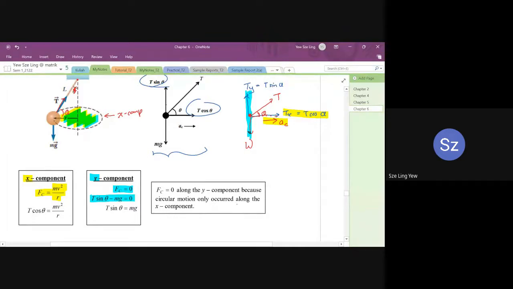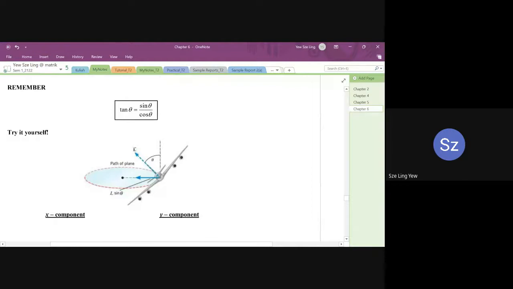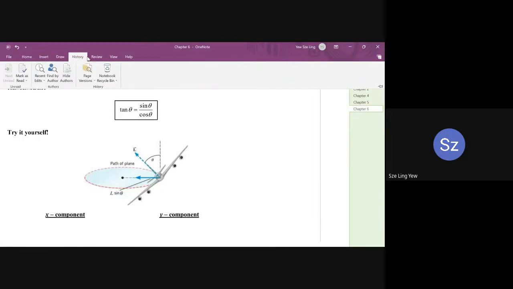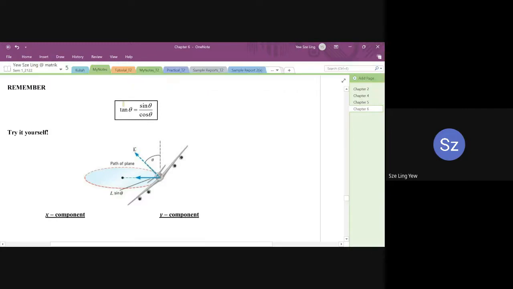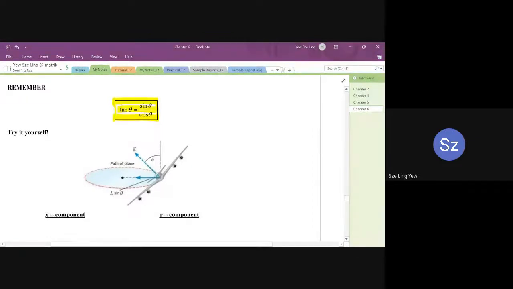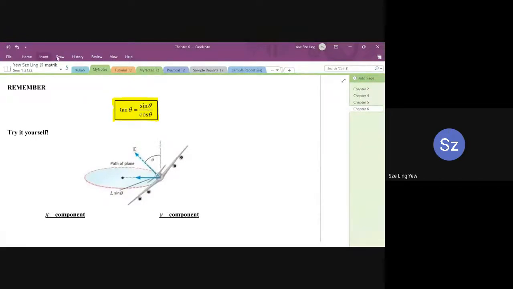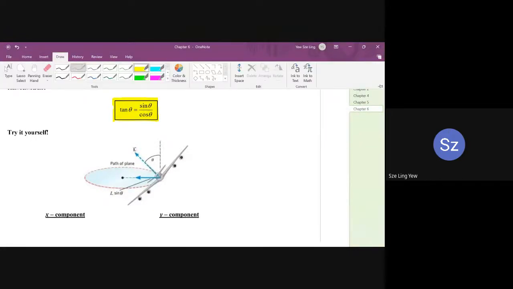All right, so I think that's it. So this is the flight. When it comes to questions that involve a conical pendulum, this is a very important equation. So make sure you know. Tangent theta equals sine theta over cos theta. You're going to use this very often when it comes to angles and vectors.